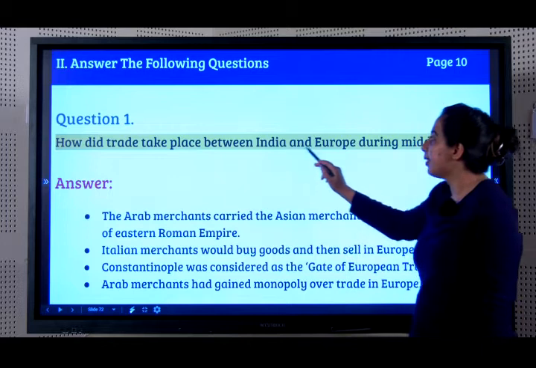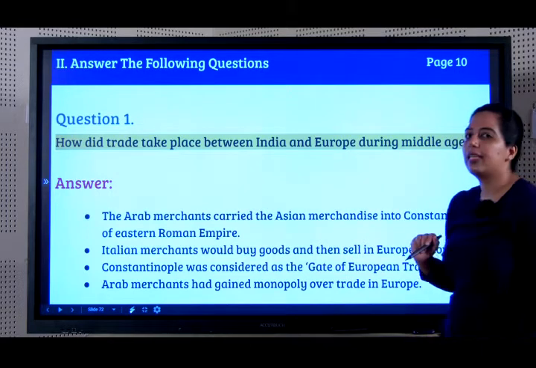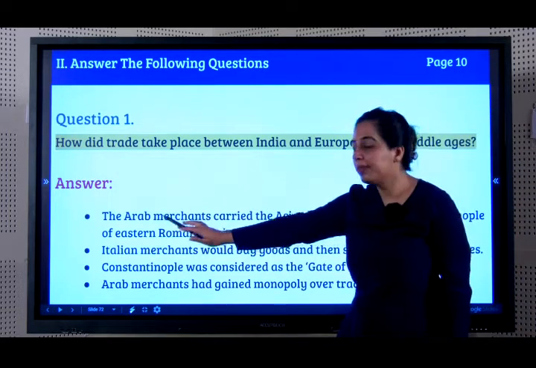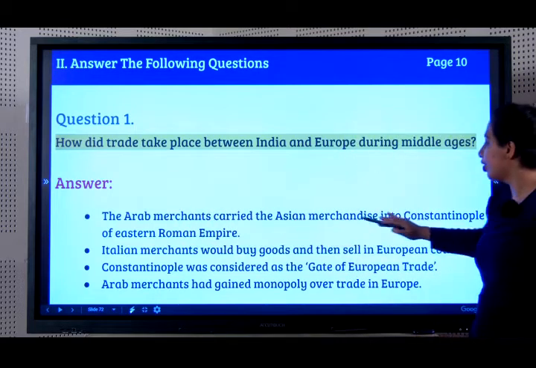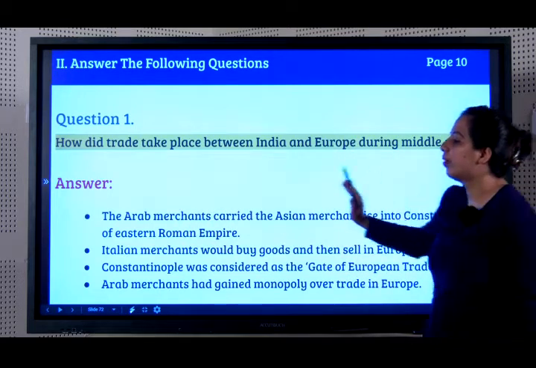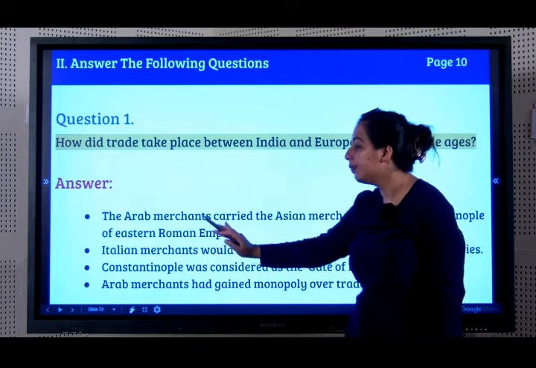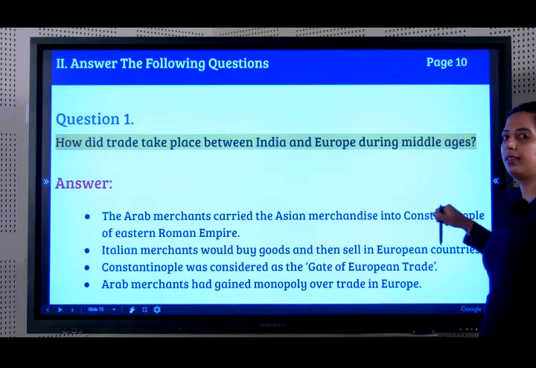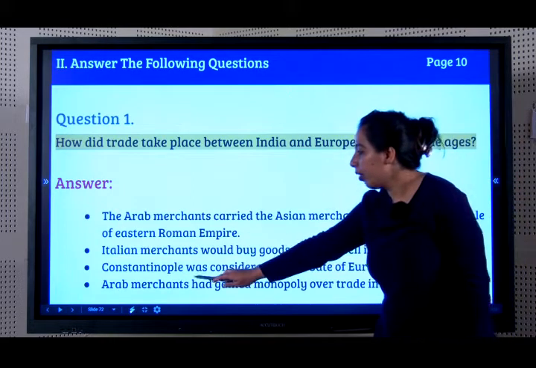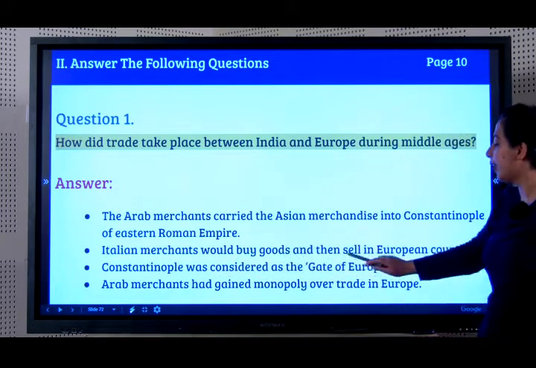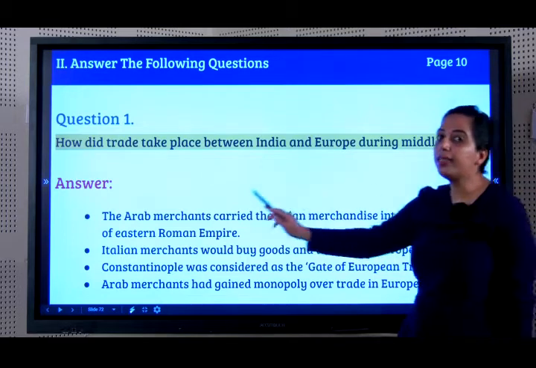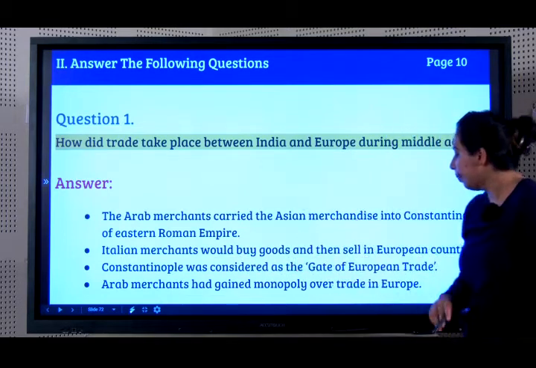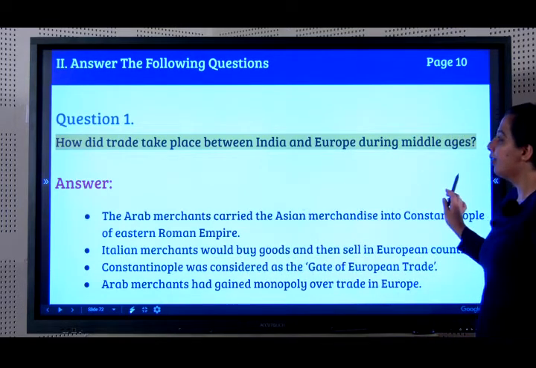How did trade take place between India and Europe during the Middle Ages? The answer: the Arab merchants carried the Asian merchandise into Constantinople of Eastern Roman Empire. Italian merchants would buy goods and then sell in European countries. Constantinople was considered as the gate of European trade. Arab merchants had gained monopoly over the trade in Europe.